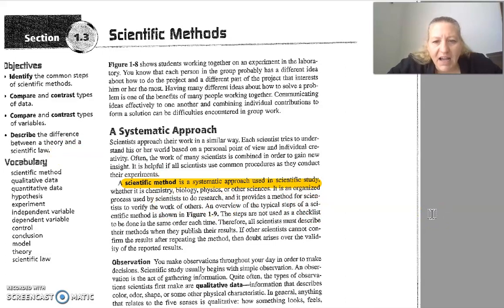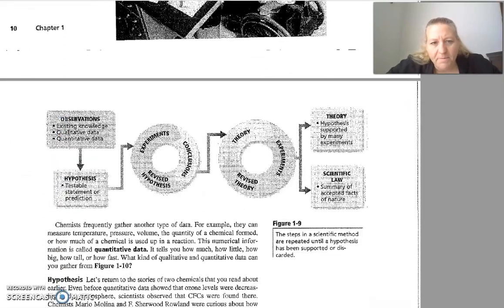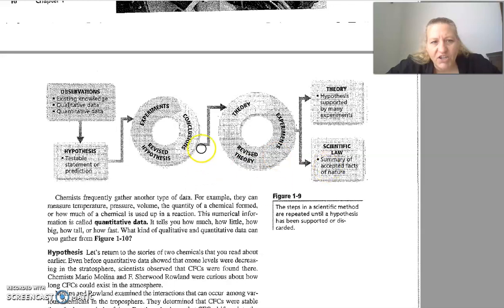An overview of the typical steps of scientific method is shown in figure 1-9. These steps are not used as a checklist to be done in the same order each time. Therefore, all scientists must describe their methods when they publish the results. If other scientists cannot confirm the results after repeating the method, then doubt arises over the validity of the reported results. So let's look at figure 1-9.